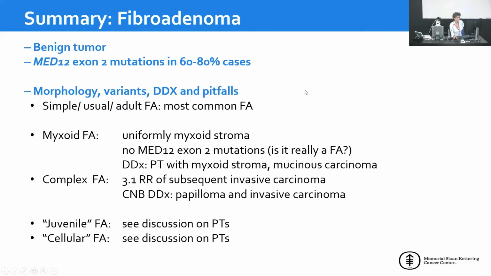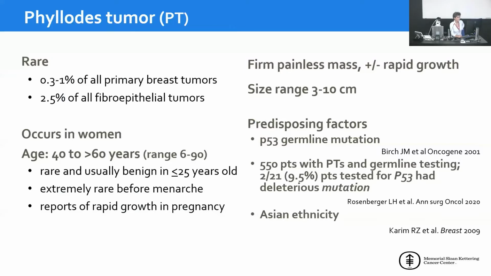So this is a summary of what I told you so far. Fibroadenoma is benign, with MED12 exon 2 mutations in 60 to 80% of cases. We spoke about the different morphologic variants, the differential diagnosis and pitfalls. Of course, I'm sure you noticed I didn't talk at all about juvenile fibroadenoma and cellular fibroadenoma. We'll touch on those two a little bit later after we discuss Phyllodes tumors. Phyllodes tumors are as rare as fibroadenomas are common. They represent 0.3 to 1% of all primary breast tumors and 2.5% of all fibroepithelial tumors.